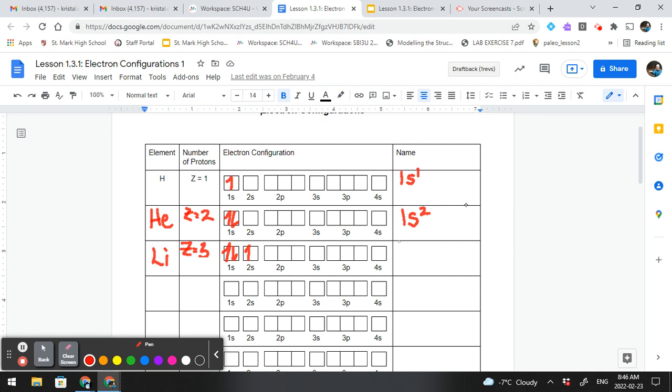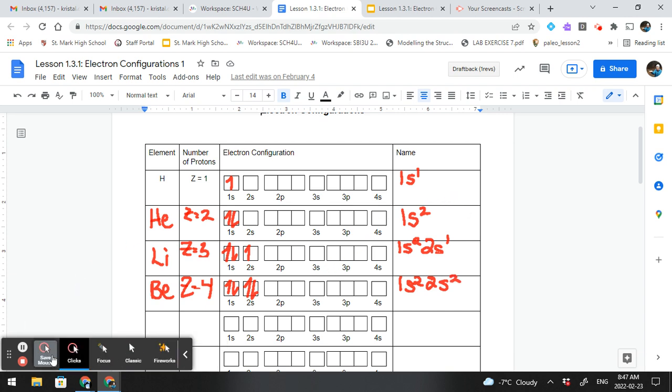So lithium's electron configuration would be 1s2, 2s1. Okay, let's move on. Next would be beryllium. 4 electrons. So we fill 1s and 2s before we put an electron into 2p. 1s2, 2s2.